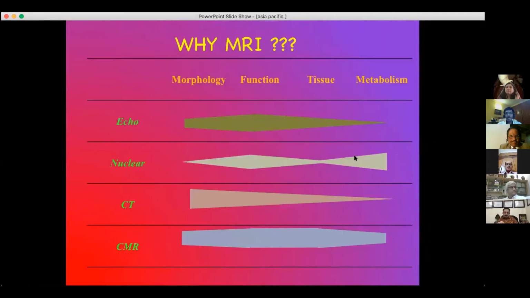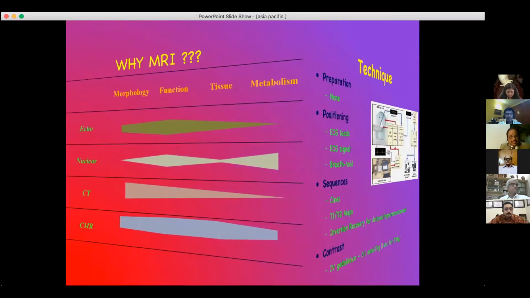So why MRI? You've just heard Dr. Mona very beautifully talking about the various modalities. If you look at the various facets of cardiac disease, the morphology, the function, the tissue, and the metabolism, you will see that the CMR covers all of them in a very comprehensive manner. Although there are pros and cons with each technique, MRI seems to have most of them under its wing.